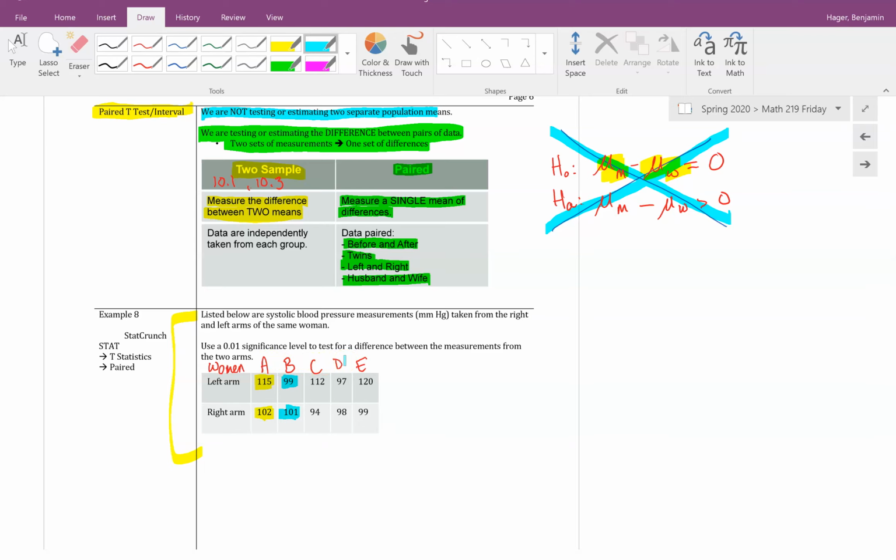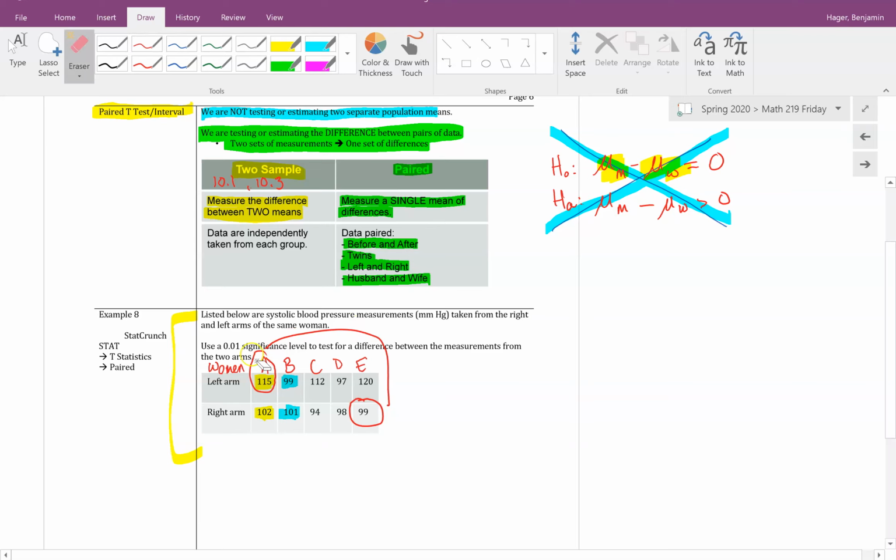So can you see why it makes sense in this case to pair the data? It wouldn't make sense to compare the left arm of person A to the right arm of person E. That wouldn't make sense because they're different people. So inherently there's difference in their blood pressure, right? In other words, it may not have anything to do with left and right arm at that point. It may have to do with other health conditions.